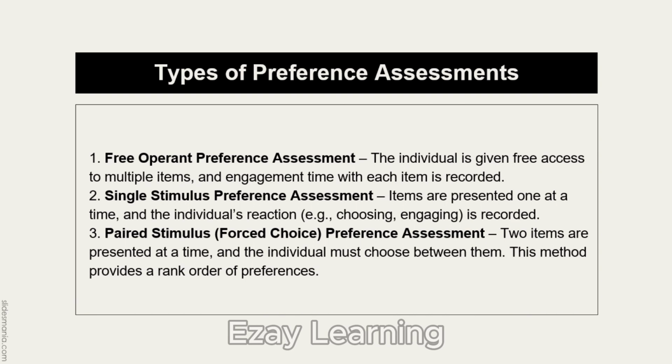Third is paired stimulus forced choice preference assessment. Just like single stimulus, you will also present items in this one, but as the name indicates, paired, two stimuli. So you will present two stimuli at a time to the client and the individual has to choose between one of them. You won't be giving them both. This is called the forced choice preference assessment also because the client has to choose one only. This method provides a rank order of preference. So this will show which item has been chosen the most and which has not been.